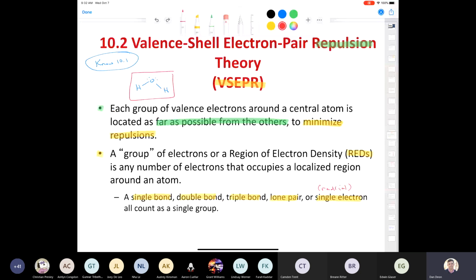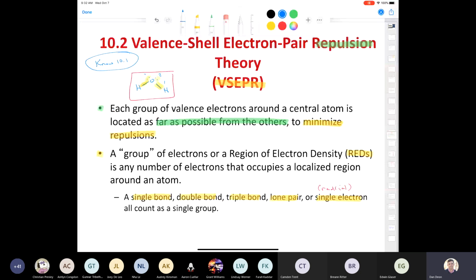Now if you're not following them, look, a region of electron density could either be a single bond. How many single bonds are there in water? There's 1, 2 single bonds. There's no double bond. There's no triple bond. There's no radical in water, but there are 2 lone pairs. So that makes a total of what? 1, 2, 3, 4 regions of electron density.